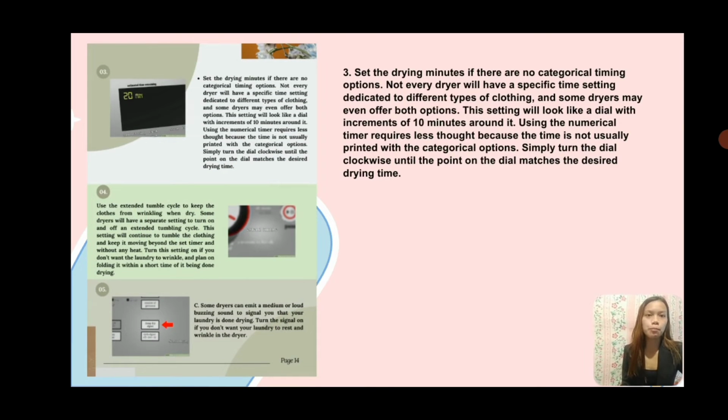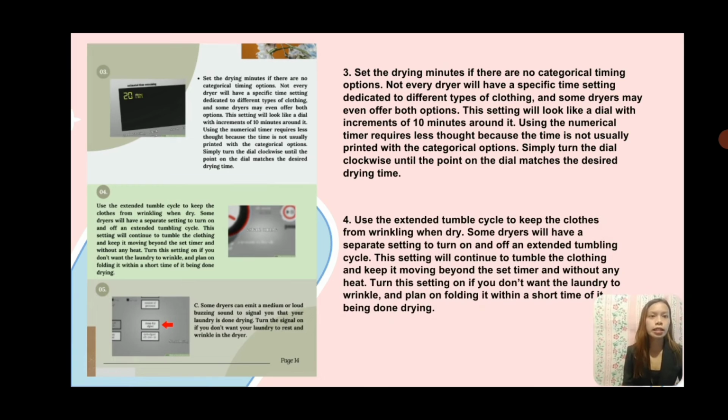And then, step 3 is set the drying minutes if there are no categorical timer options. So, not every dryer will have a specific time setting dedicated to different type of clothing. And some dryers may even offer both options. So, this setting will look like a dial with increments of 10 minutes around it. So, using the numerical timer requires manual setting because the time is not usually printed with our categorical options.